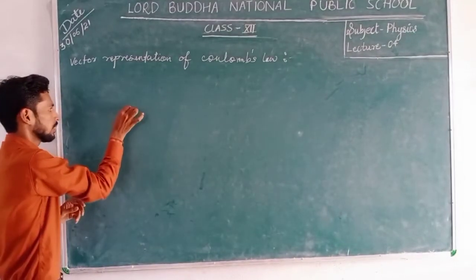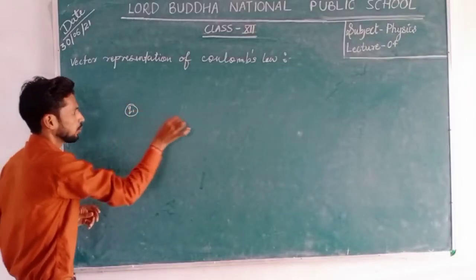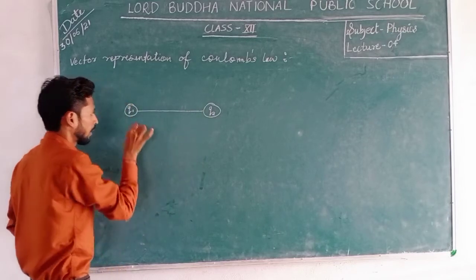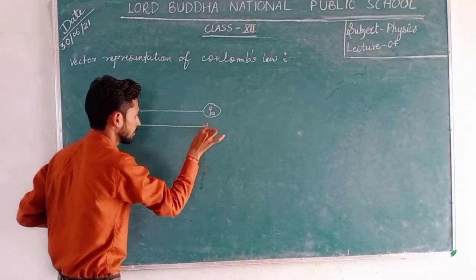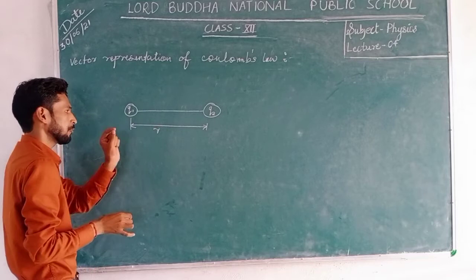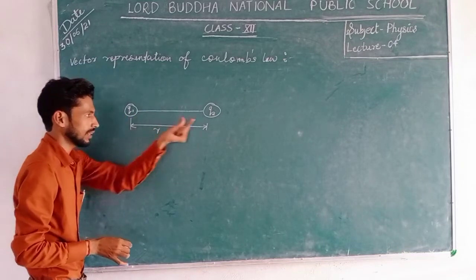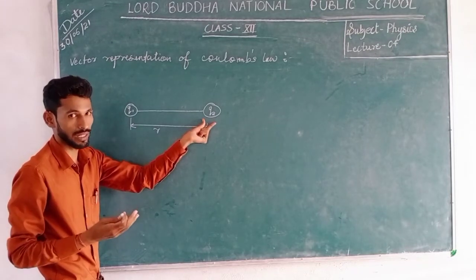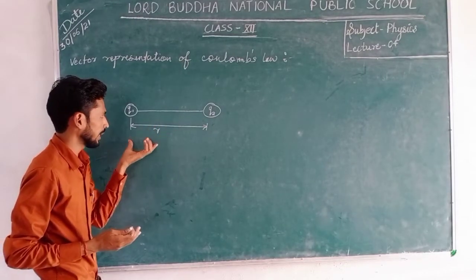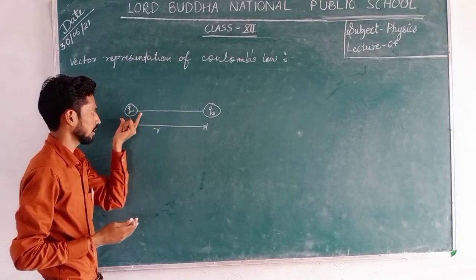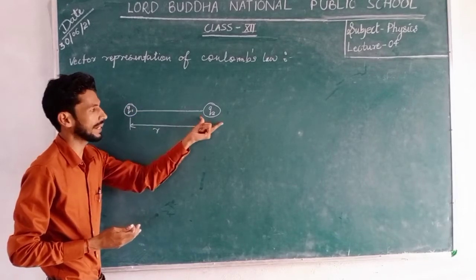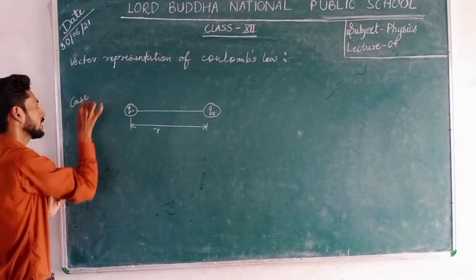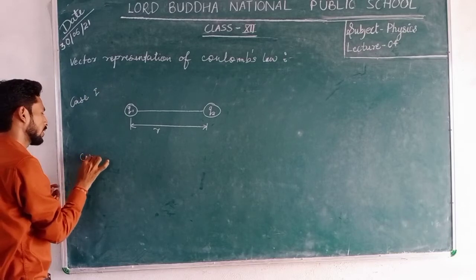Suppose that there are two charges. First is Q1 and next is Q2. Those charges are apart by distance r, and we can take the same charge in nature, positive positive or negative negative, but we can also take opposite charges. That means if the first one is positive, then the next will be negative. In this condition there will be two cases, case first and case second.